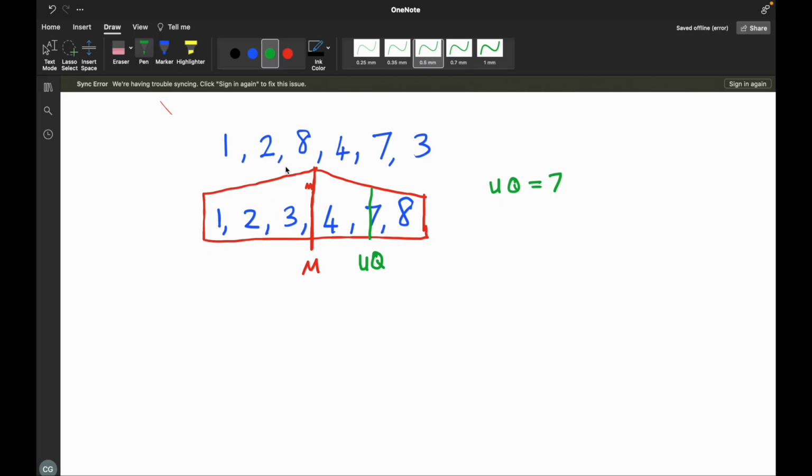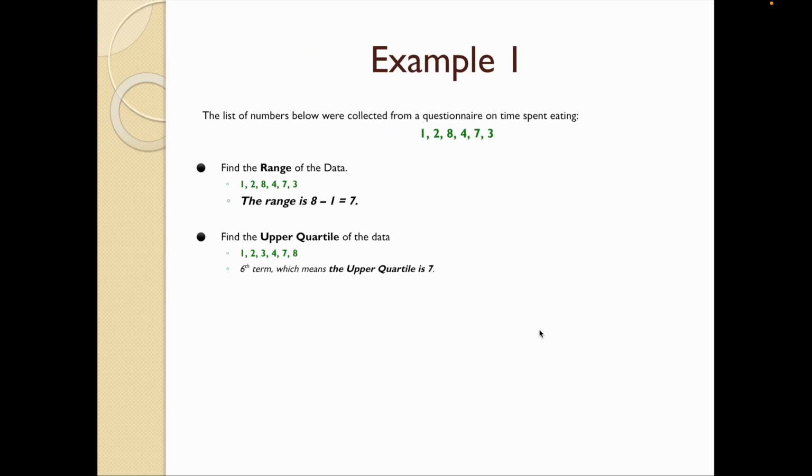Now on this side here, I'm looking at the next half. So who is in the middle of this half here? 2. So when I cross this, I know that 2 is my lower. Excellent. So lower quartile. Now I have my upper quartile and I have my lower quartile. Okay, so we got this. And now what do you think we're going to do next?